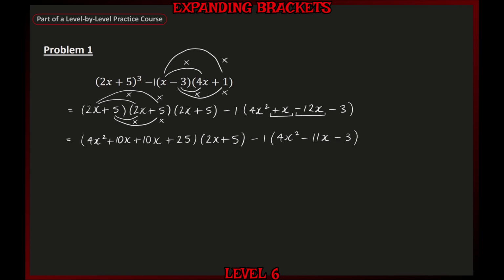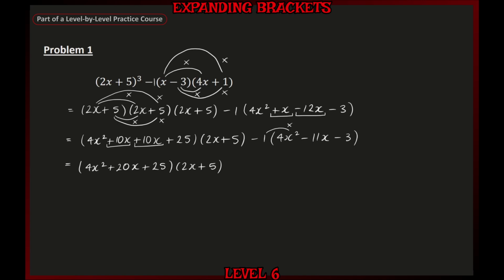Going back to the first bracket, we can also simplify this by collecting together the like terms. So we have 4x squared plus 10x gives us plus 20x, and we have a plus 25 at the end, and we still have our 2x plus 5 bracket on the end, and these are now ready to expand in the next step. From the next bracket, we can now expand by multiplying everything in the bracket by minus 1.